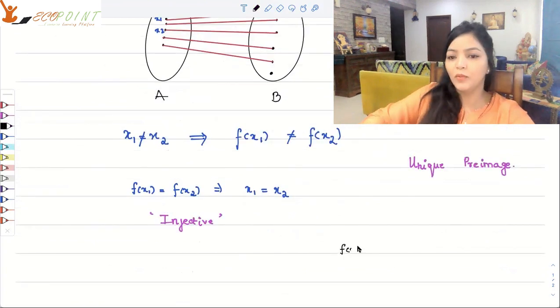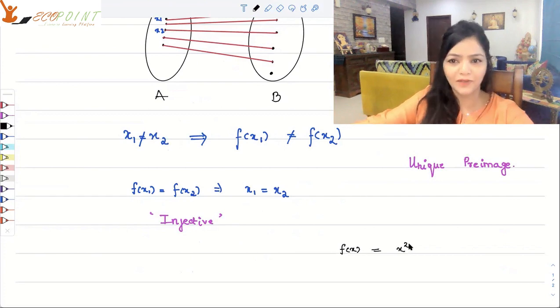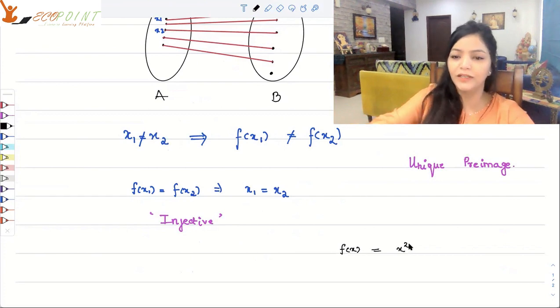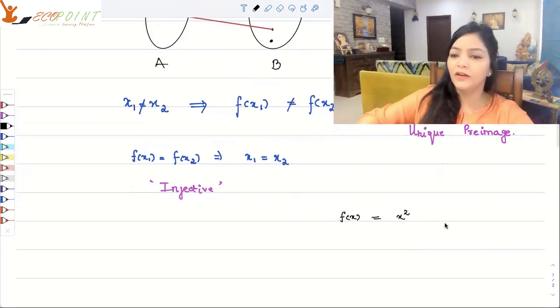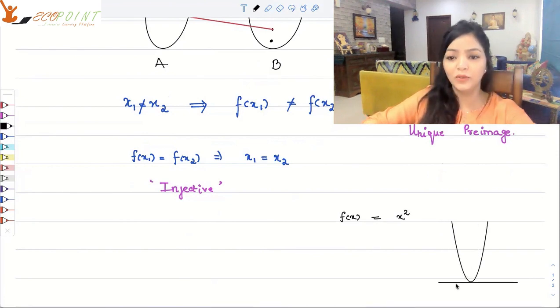Suppose we have a function f(x) equals x squared. We have seen this function before as well, right? But now we will think in terms of one-to-one. The graph of this function is a parabola. So the graph of the function will look something of this sort, right? Here you have 0, x equal to 0. This is the x-axis where y is equal to 0, and this is the y-axis where x is equal to 0.